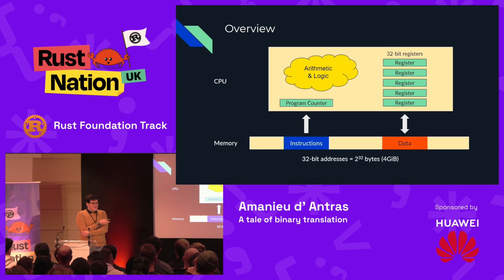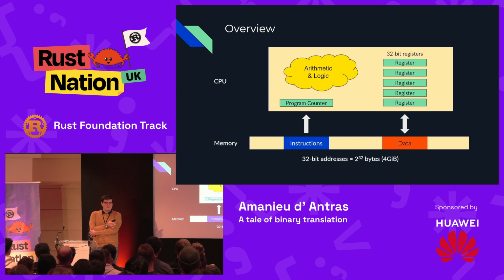One thing you'll notice is that in this example, we have a 32-bit CPU, which really means that the registers are all 32-bit values. The program counter is 32 bits, and the memory has 2 to the power 32 addresses, which basically means there's 4 billion bytes that you can access. This will become relevant later on.